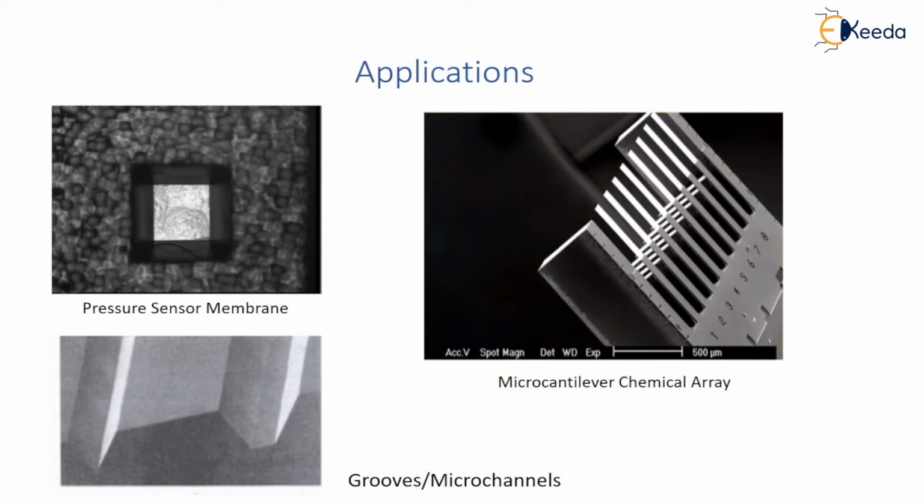The applications are pressure sensor membranes, those are micro membranes, and the grooves and microchannels which are visible, and the micro cantilever chemical array. That cantilever array is shown in this figure. So these are the different applications of bulk lithography.